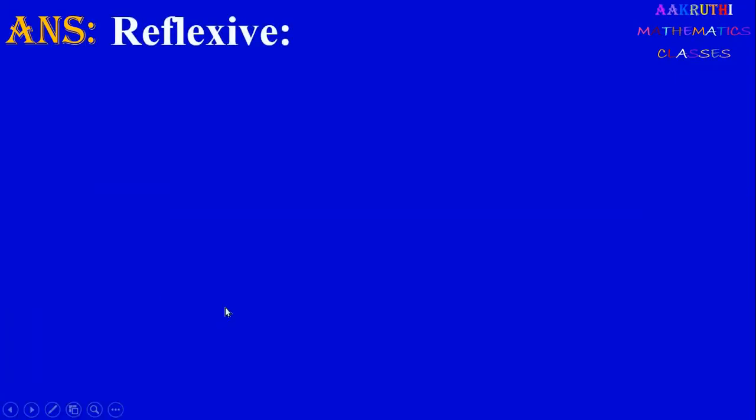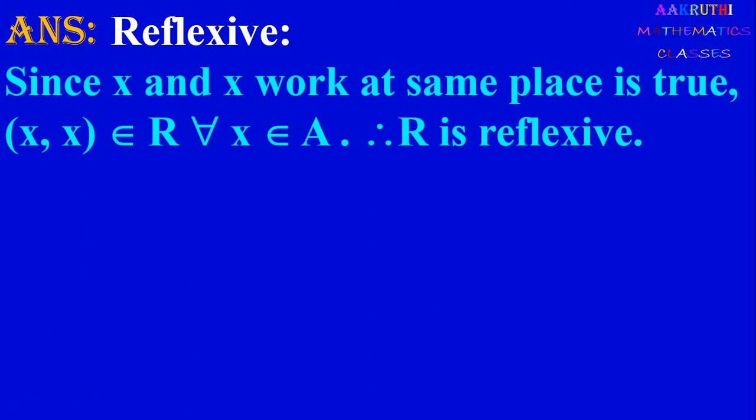First one, it is reflexive. Since x and x work at the same place, it is true. Therefore (x, x) belongs to R for all x belonging to A. Therefore this relation is reflexive. So R is reflexive.